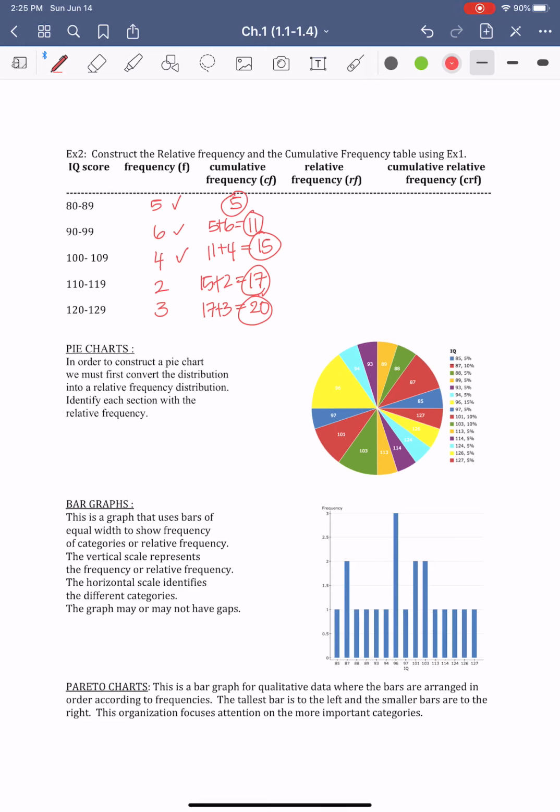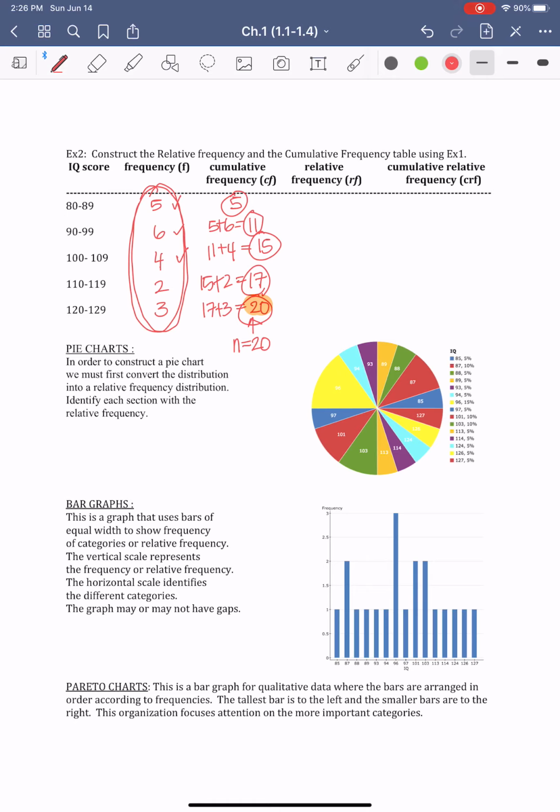Now, I want you to pay attention to this number here, 20. What does that mean? This is actually your whole entire sample size. If you add up all these columns, that will give you the entire data number or the sample size. So your last row of a cumulative frequency will always match up the total sample size.